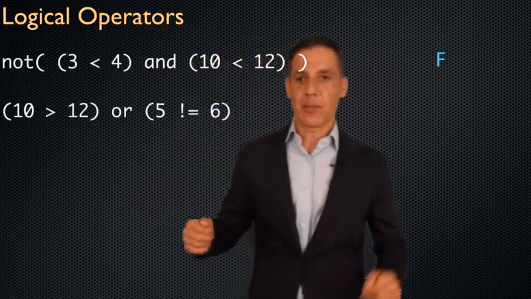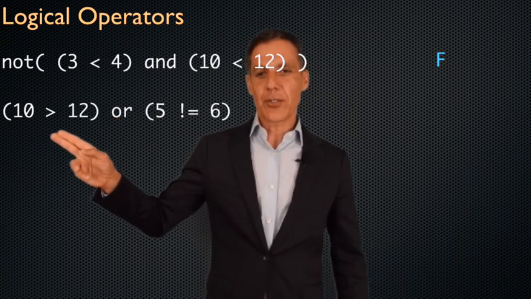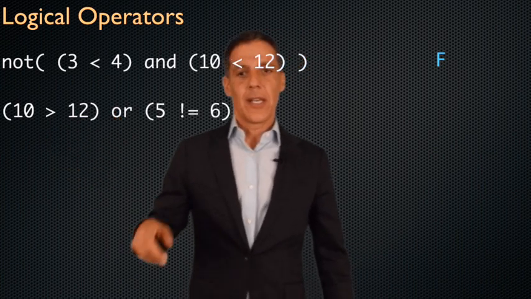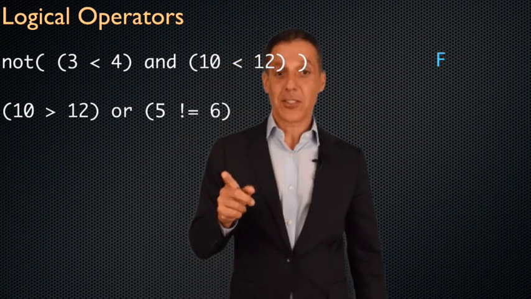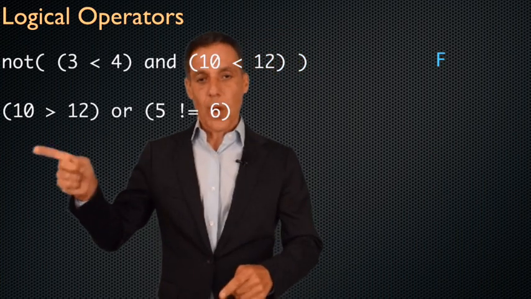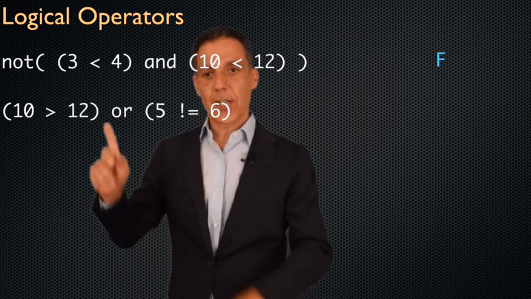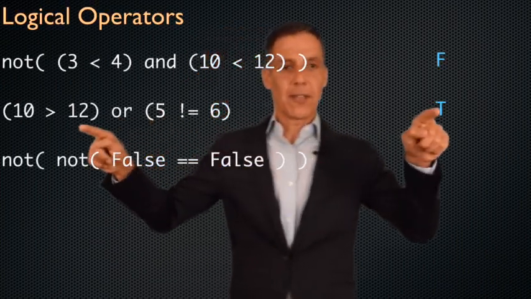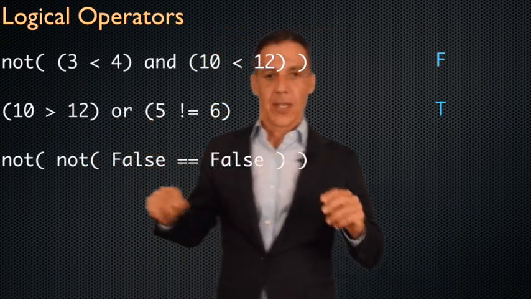All right, let's do another example. Is 10 greater than 12? False. Does 5 not equal 6? True. Is one of these true? Yes. This one right here, and I don't care if that's false, so the whole thing evaluates to true.